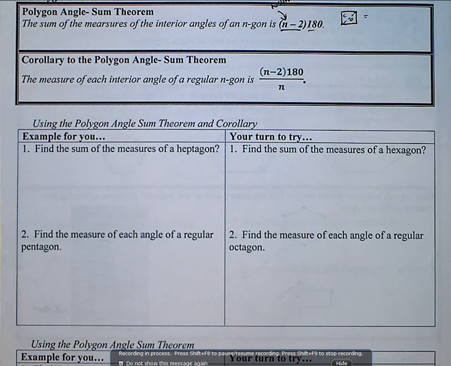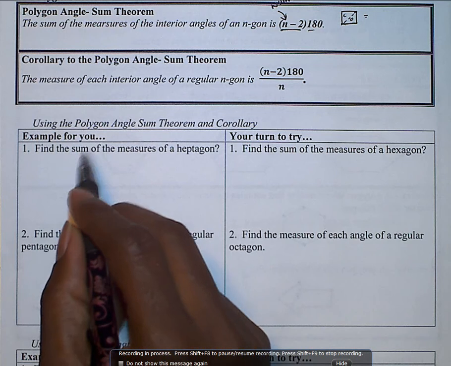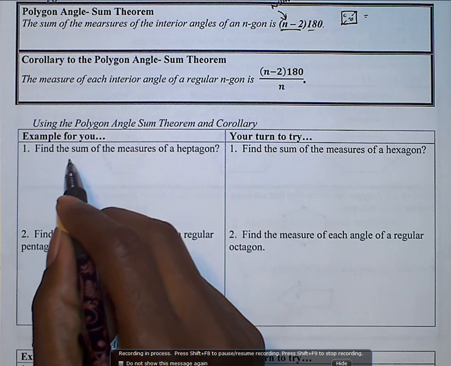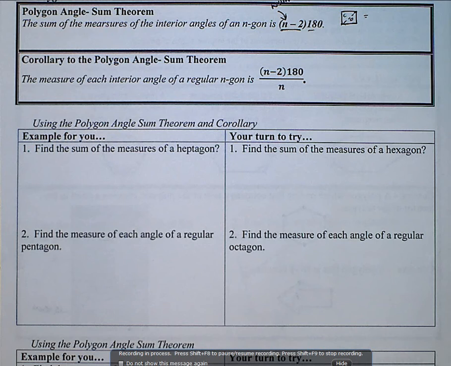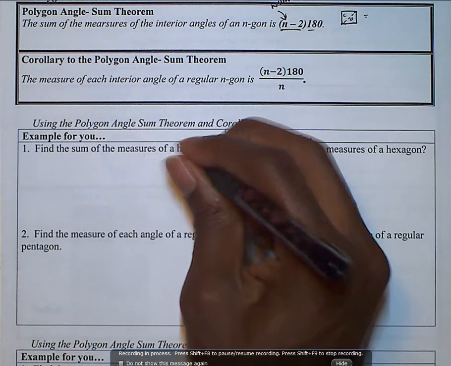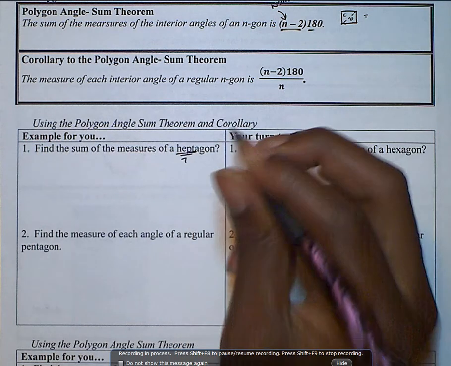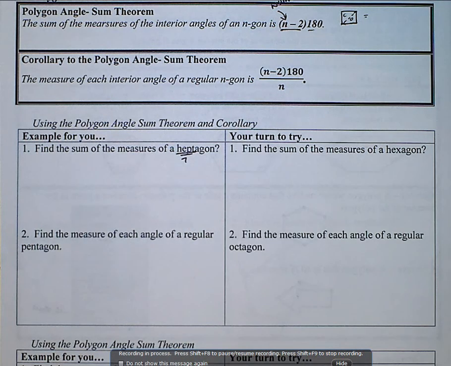So let's look at this example, and then we will go back. Whenever we get to the corollary, we'll talk about it. So it says find the sum of the measures of a heptagon. A heptagon, like I said already, 7 sides. It wasn't in that table, but I wrote it down by it, so maybe it's something you need to write by it.